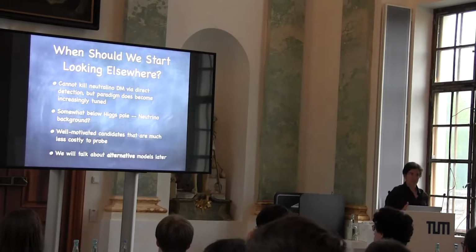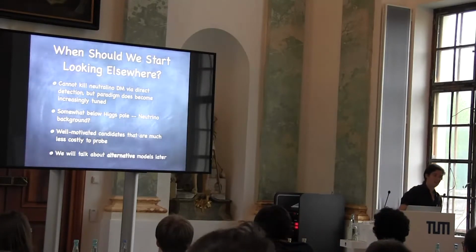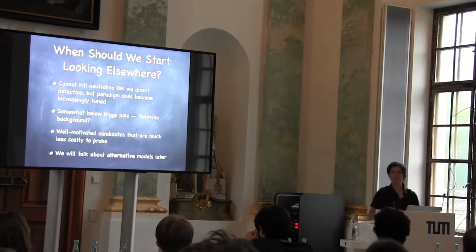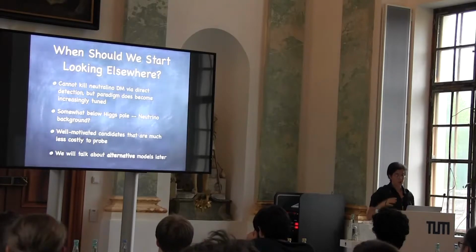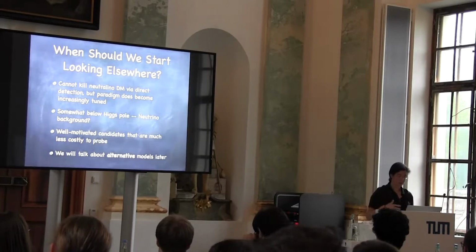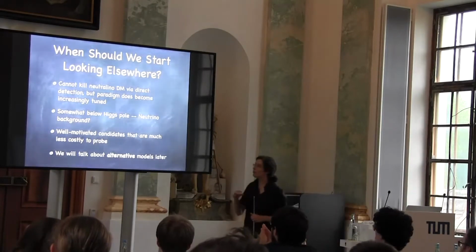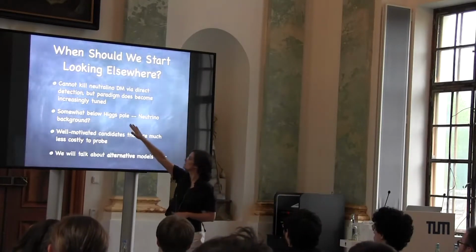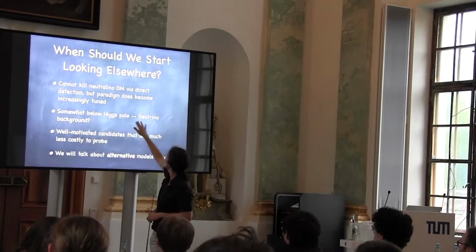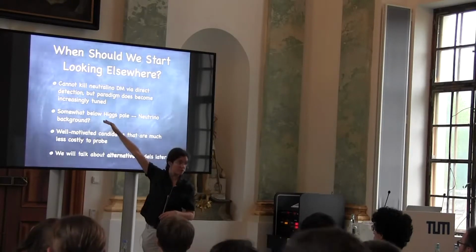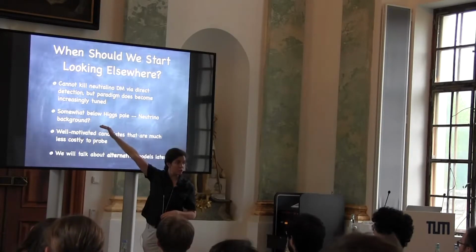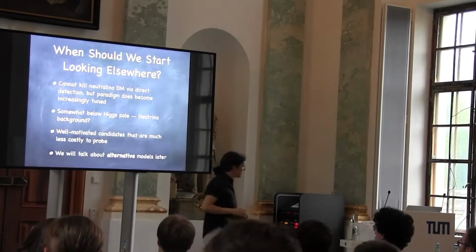So there's a question that the community has to ask itself as we drill down closer and closer to the neutrino background: when do we start looking elsewhere? Okay. We're not going to be able to kill the scenario, but it does become increasingly tuned. And I think for many people, also just because of the sheer challenge of these experiments, the answer is at the point at which we start really probing and seeing the neutrino background.